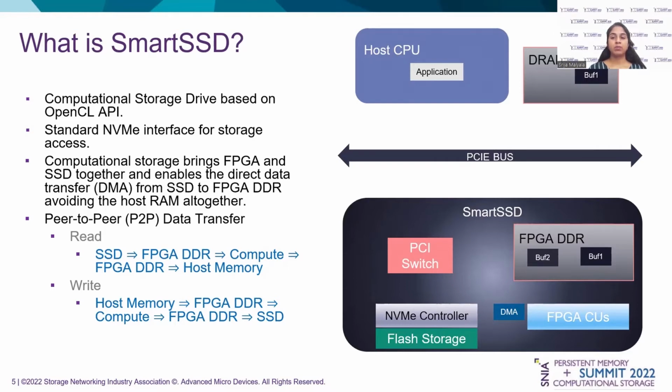Now let's look at how an application running on a host CPU can make use of the SmartSSD to offload compute tasks. The first thing the application does is to trigger DMA to move the input buffer into FPGA DDR. It then triggers the compute engines in the FPGA. The compute engines process the input data and produce results in the output buffer2 as shown here, located in the FPGA DDR. Finally, the application triggers NVMe interface to move the result buffer into the storage. This is the peer-to-peer data transfer, avoiding the host RAM.